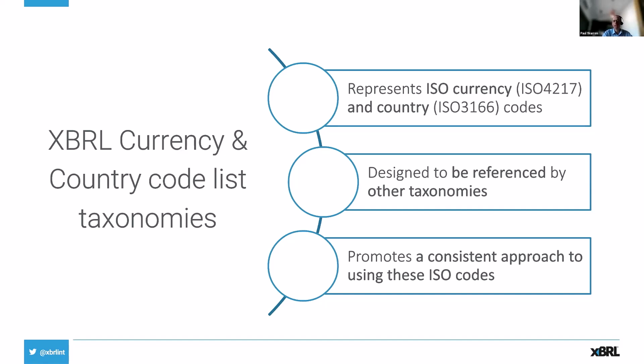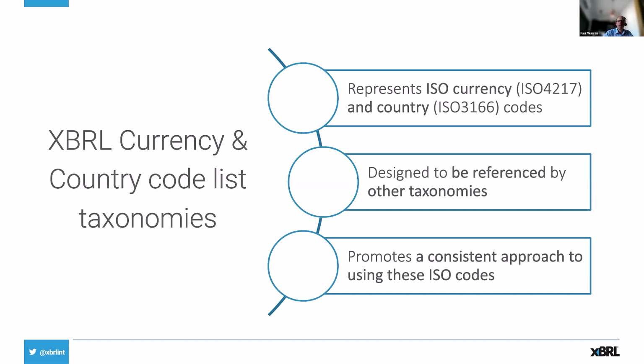There are two separate taxonomies, one for the currency codes, one for the country codes. These two code list taxonomies make use of a shared common taxonomy. So there's actually a third taxonomy which is imported by both of them, which just ensures that they handle various properties in a standard way.